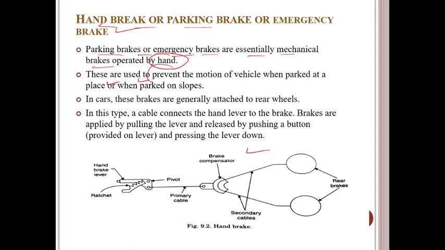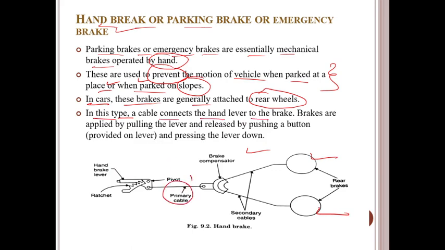These are used to prevent the motion of the vehicle when parked at a place or when parked on a slope. So in such areas we have to use this hand brake, guys. In cars, these brakes are generally attached to the rear wheels. This is our rear wheel. In this type, a cable connects the hand lever to the brake.